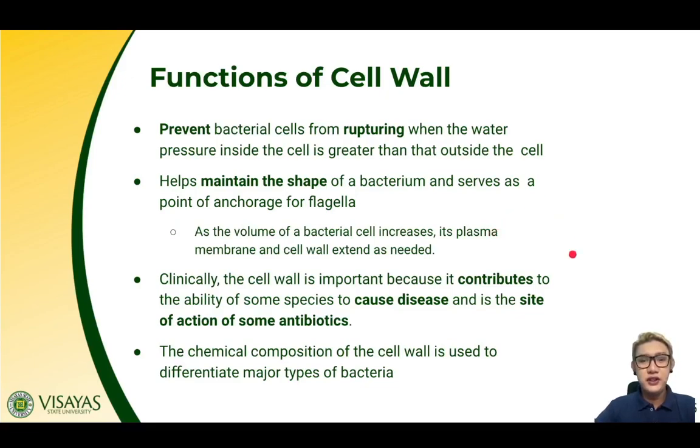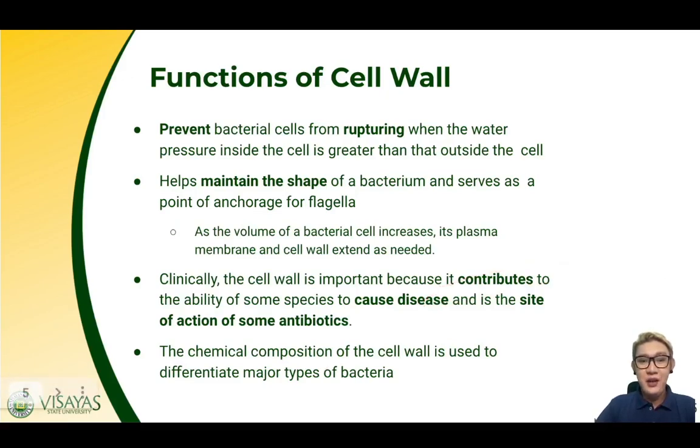So what are the functions now of the cell wall? The cell wall prevents bacterial cells from rupturing when the water pressure inside the cell is greater than that outside the cell. It helps maintain the shape of a bacterium and serves as a point of anchorage for the flagella. As the volume of a bacterial cell increases, its plasma membrane and cell wall extend as needed.